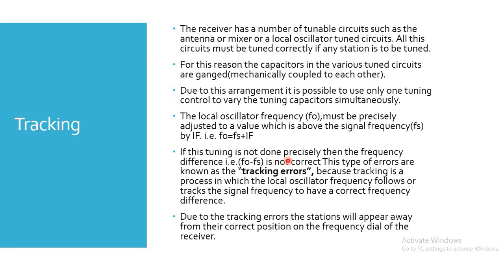If the tuning is not done precisely, then the frequency difference, that is Fo minus Fs, is not correct. This type of error is called a tracking error. Tracking is a process in which the local oscillator frequency follows or tracks the signal frequency to maintain the correct frequency difference. So this tracking is very important. Tracking is responsible for changing the frequency of the local oscillator in accordance with the input signal frequency, and due to tracking error the station will appear away from its correct position on the frequency dial of the receiver.